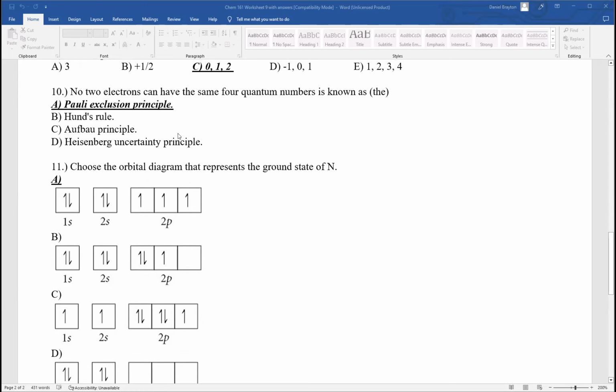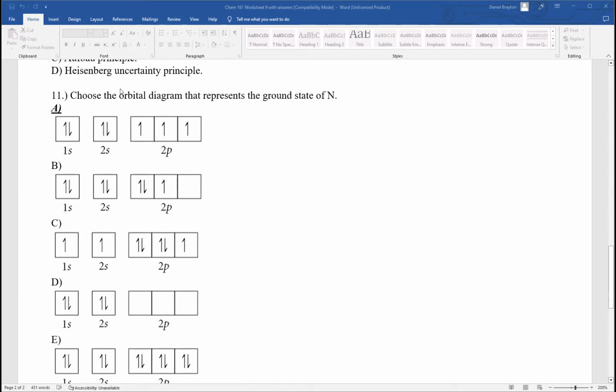Since it's open book, there won't be one of these, right? But notice how this chapter is a real physics heavy chapter. No one knows it, but all of these guys, Pauli, Hund, Aufbau, and Heisenberg, are all famous physicists. They're not really thought of as chemists, even though they discovered the things that are the basis for the way chemicals bond.